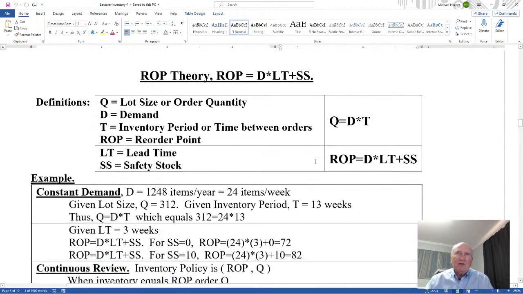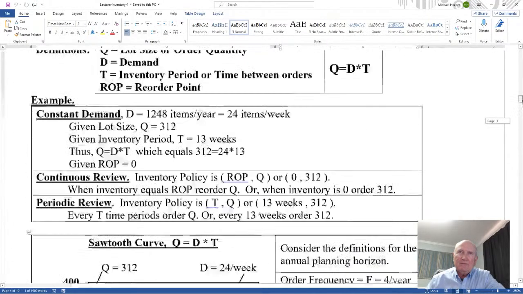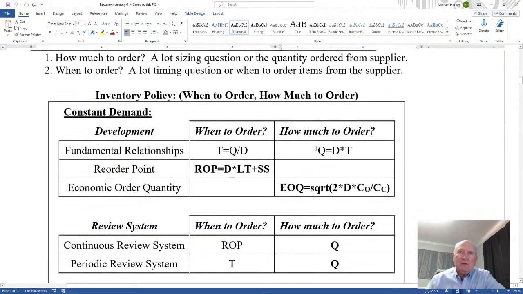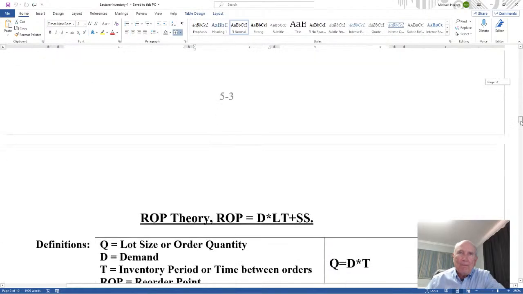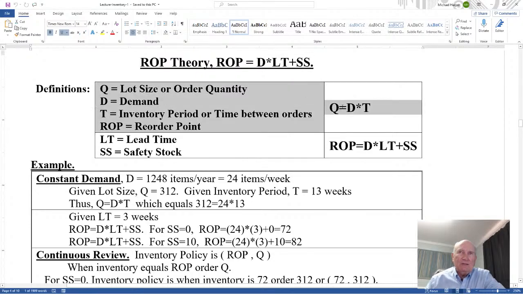Okay, moving on here. The next is the ROP, when to order. Okay, let's come back up here. So now we had the fundamental relationships. Now we go to when to order, ROP. There we go, ROP. So now the equation is demand times lead time plus safety stock, where I have my QDT relationships, but I'm adding 2 more variables.